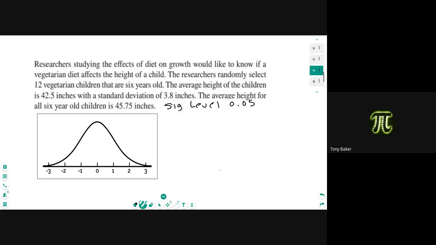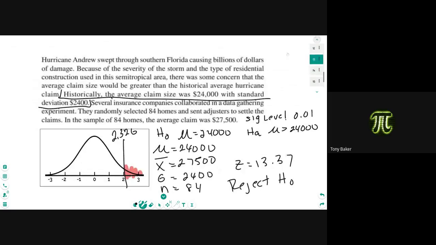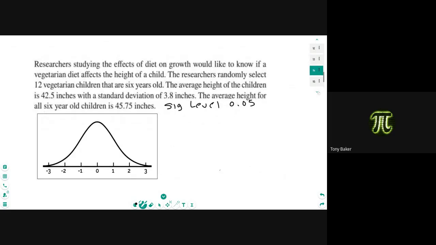It's not clear at the start. Like in this one, he says, well, it was 84, so it has to be Z. Typically, if you're going to use T, it's going to be a lower number.